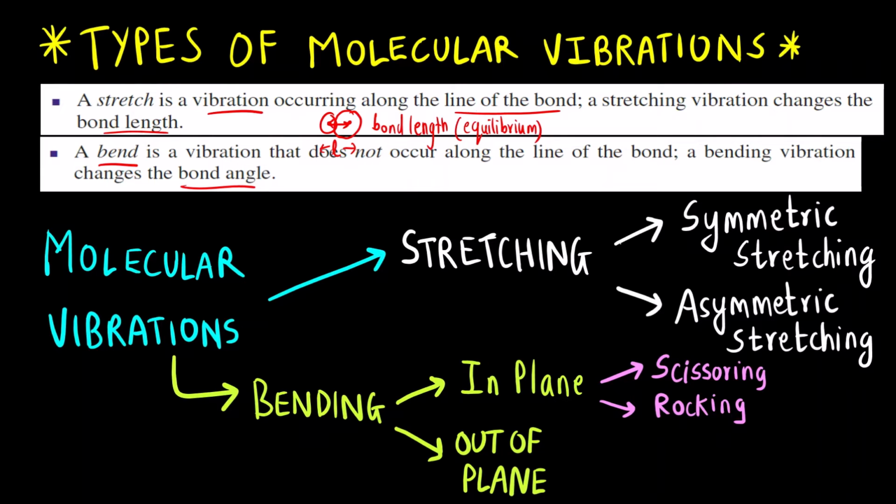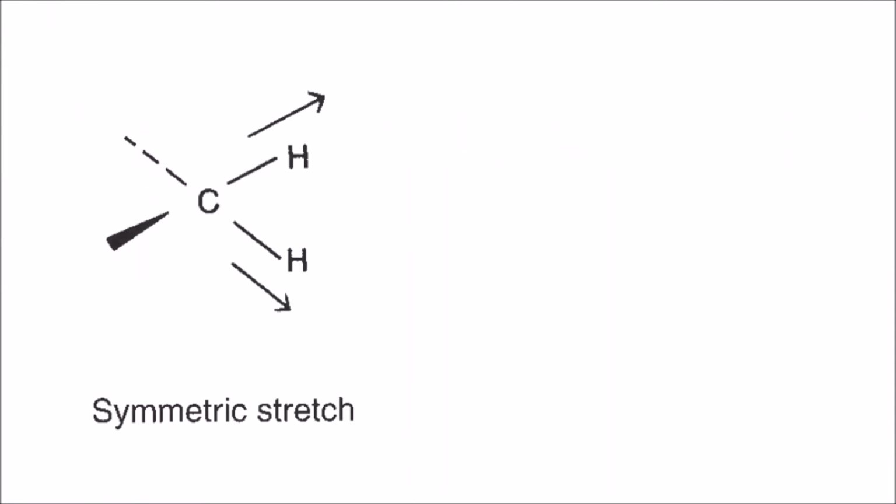So now I don't keep both the bonds in one plane. I am moving it out of the plane, or I am bending it out of the plane. This is also of two types. One is wagging and another is twisting. So now let us one by one try to understand.